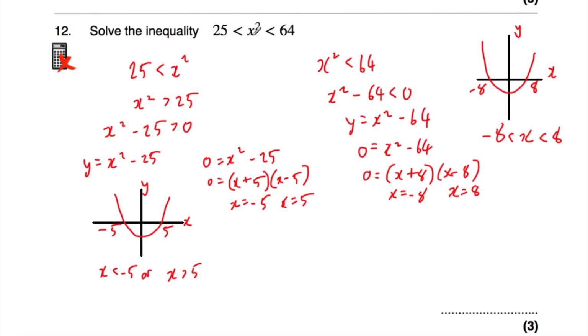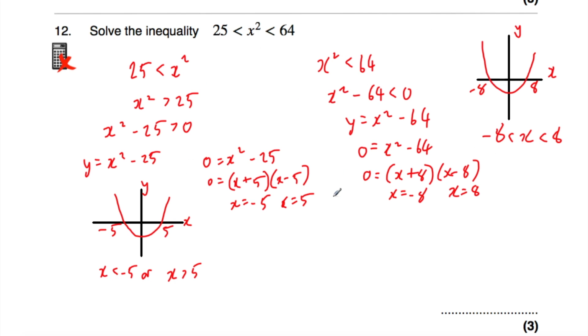So we've looked at x squared is bigger than 25, and we found that any value of x that is bigger than 5 or less than minus 5 would work for that inequality. And for this inequality, x squared is less than 64, any value of x between negative 8 and 8 would work for that inequality. Okay, so we need to find values of x that would satisfy both of these inequalities.